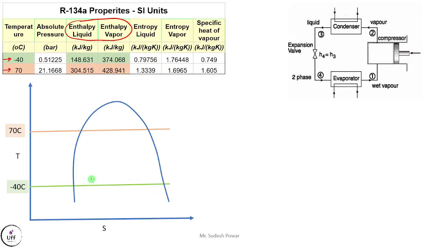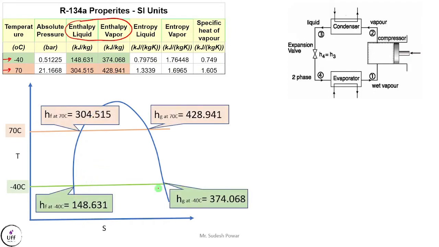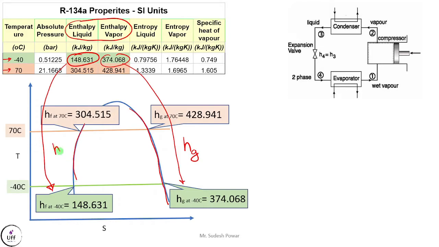At what point these values are there. So in this image you can see, at 40 degrees centigrade this hf, from the table, is 148.631. You can see here it is 148.631. The same thing is mentioned here. Likewise, at minus 40 degrees centigrade enthalpy of vapor is given as 374, which we call hg. On this line we are considering enthalpy of gas, so the suffix symbol is hg, and on this line it is enthalpy of liquid, so the symbol is hf.